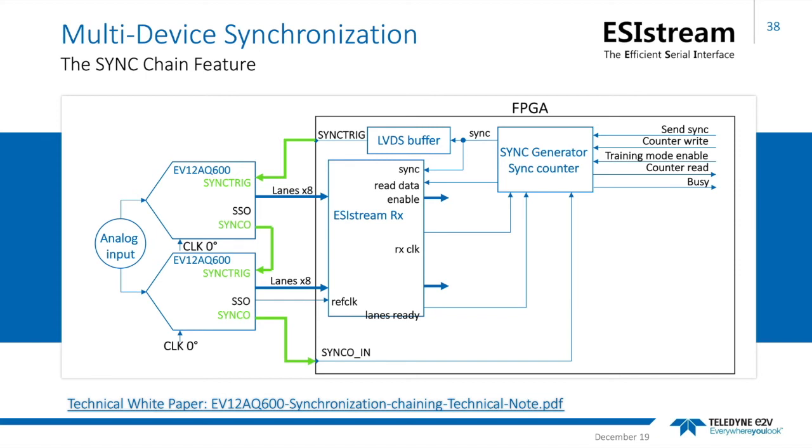Once synchronization is rock solid across the system, it will not change, even under circumstances where the environmental conditions change, such as temperature rises. Teledyne E2V has a white paper discussing this topic in detail. Furthermore, there's also a short video explaining the benefits and performance of sync chaining available on the website.